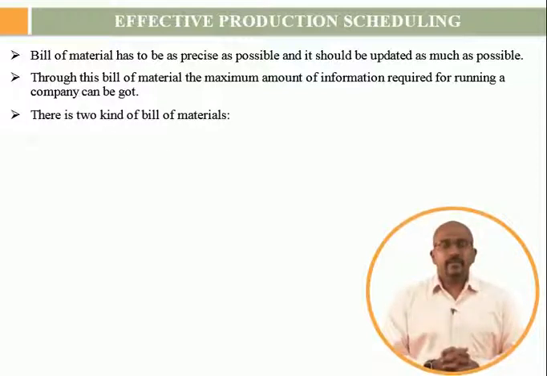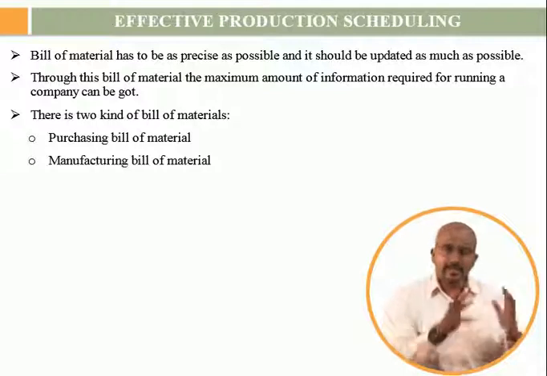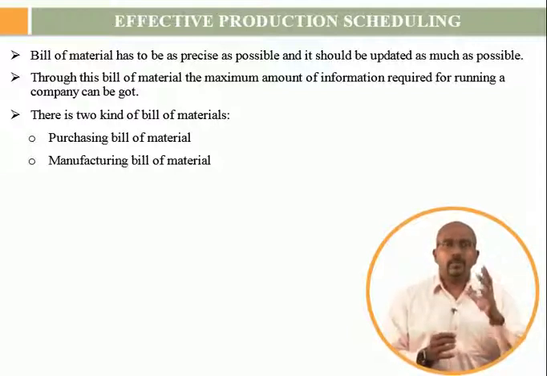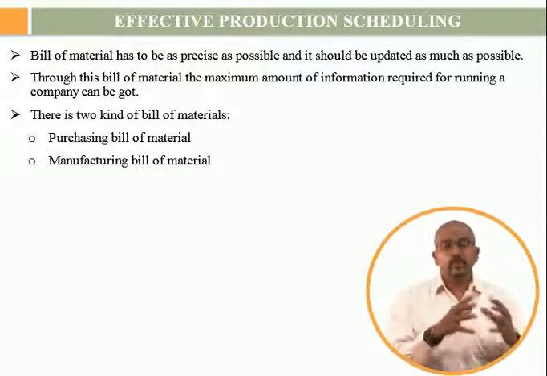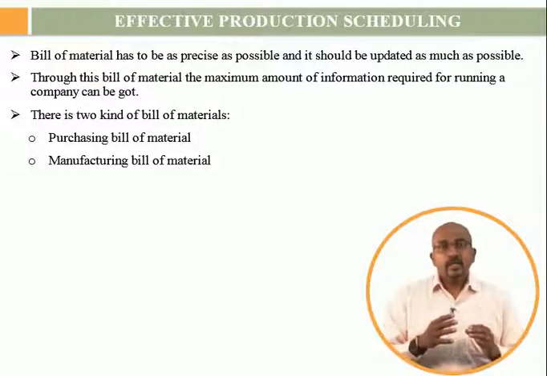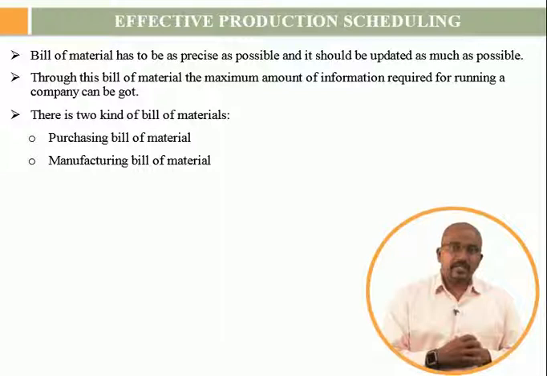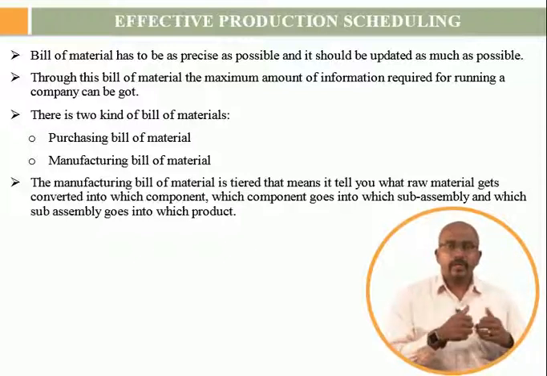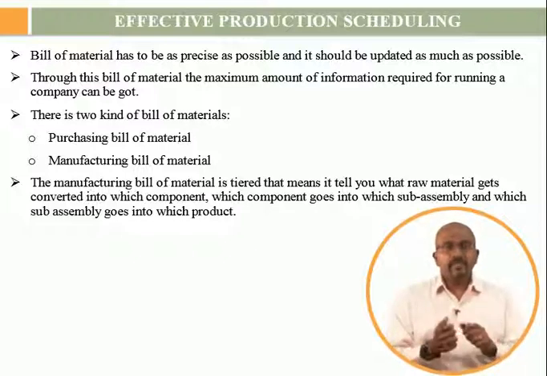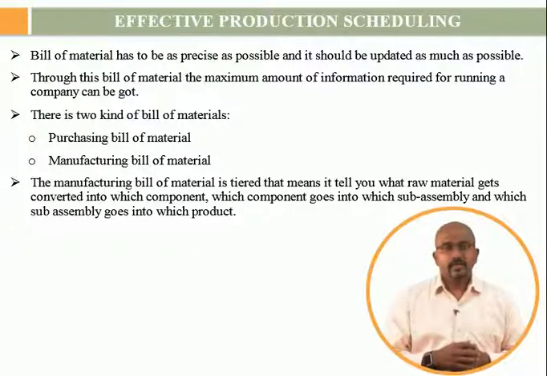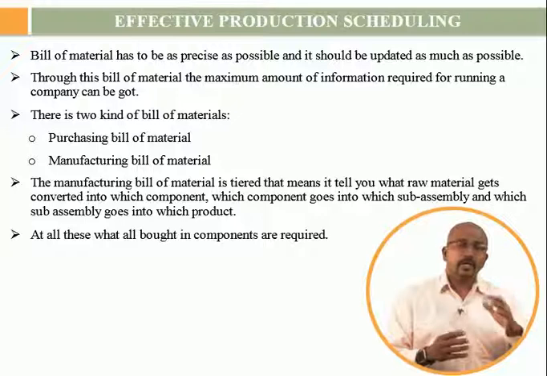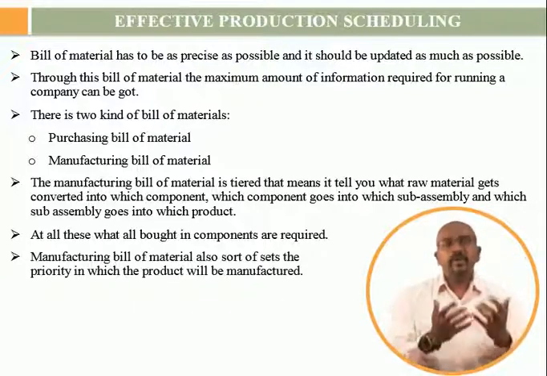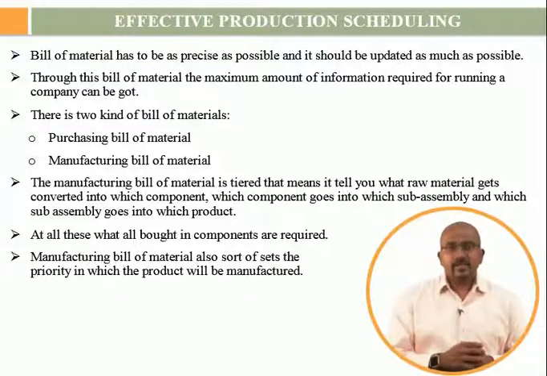There are two kinds of bill of material. One is called the purchasing bill of material, and the second is called the manufacturing bill of material. The purchasing bill of material is nothing but it's got the content of all the raw materials or bought out components that need to be purchased if we have to produce one product. The essential difference between this and the manufacturing bill of material is that the manufacturing bill of material is tiered. That means it tells you what raw material gets converted into which component, which goes into which subassembly, and which subassembly goes into which product. And at all these levels, what all bought out components are required. So manufacturing bill of material also sets the priority in which the product will be manufactured. Naturally, you cannot start manufacturing a subassembly if you have not manufactured the component.